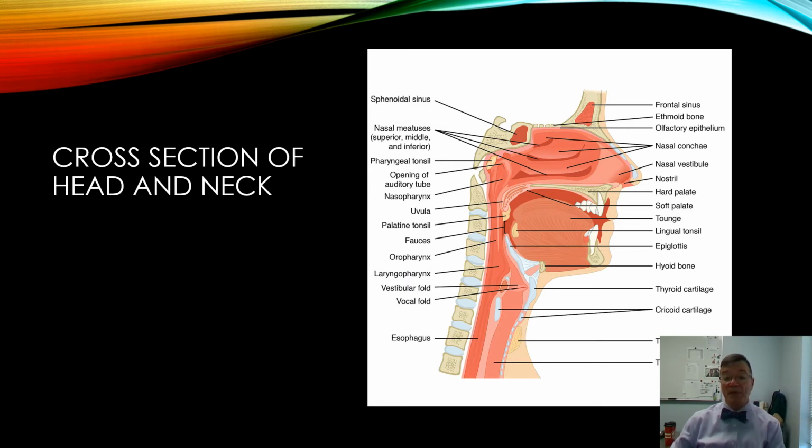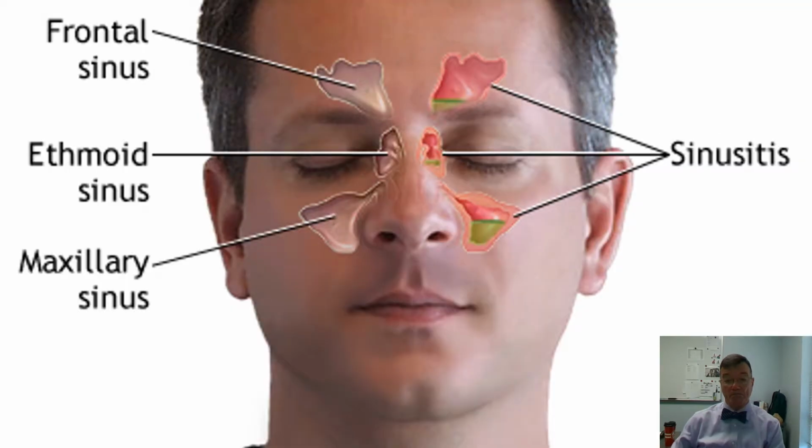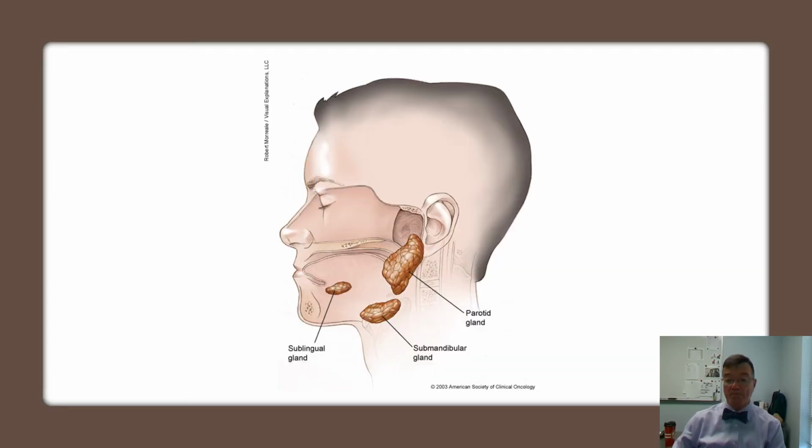With this picture, please note that the trachea is anterior to the esophagus, which is anterior to the cervical spine. And here the location of the primary sinuses. You have 3 of them: the frontal, the ethmoid, and the maxillary sinus. And notice the location of the primary glands in the face. You have the parotid gland, submandibular gland, and sublingual gland.